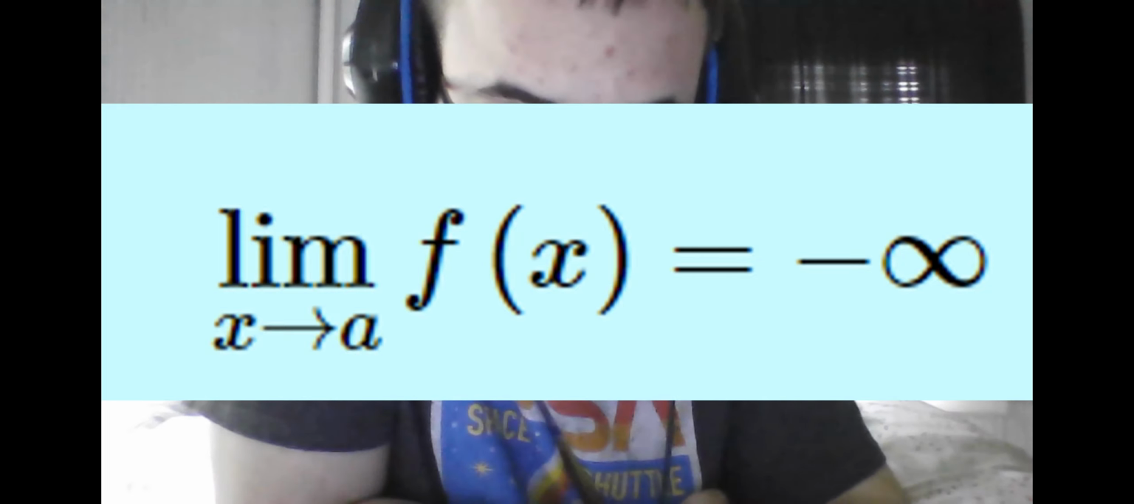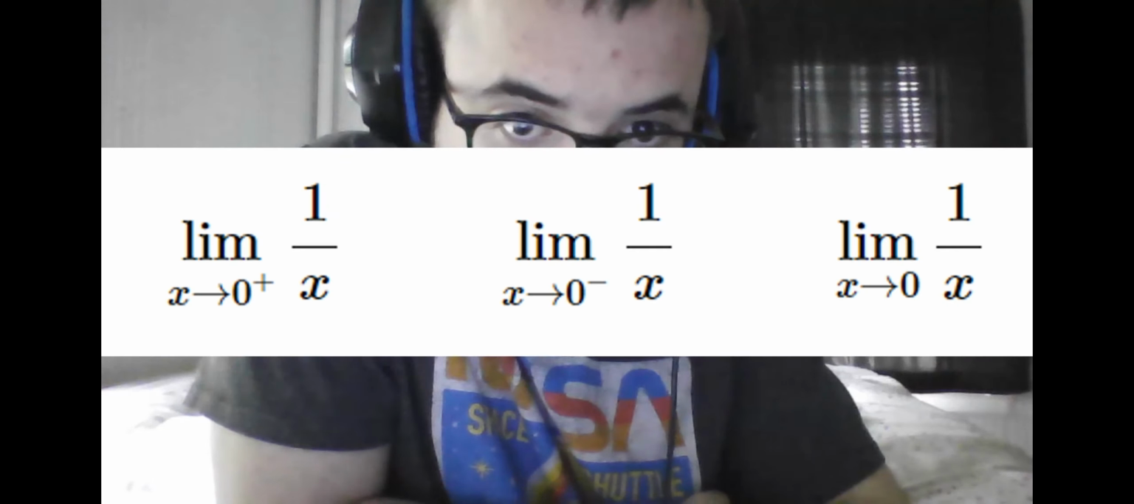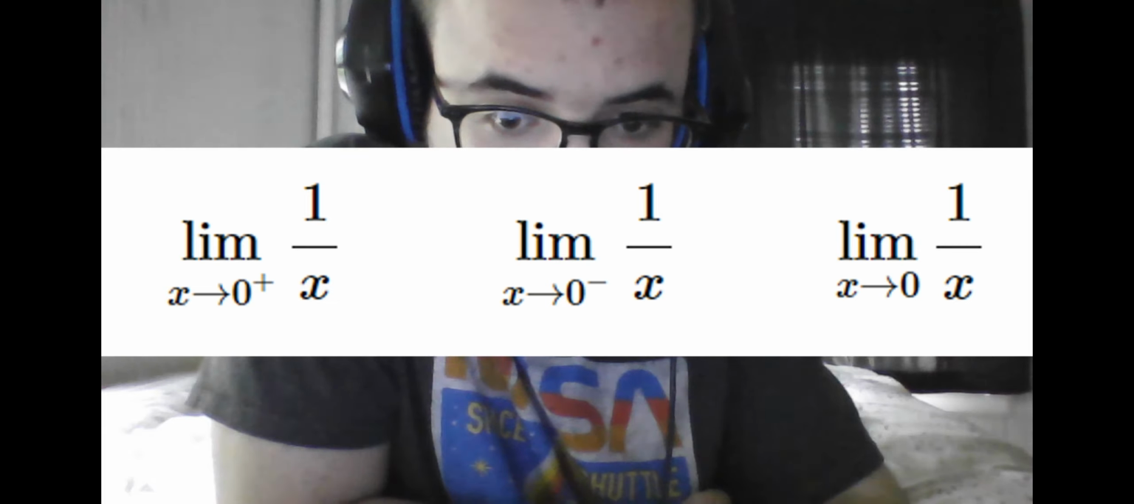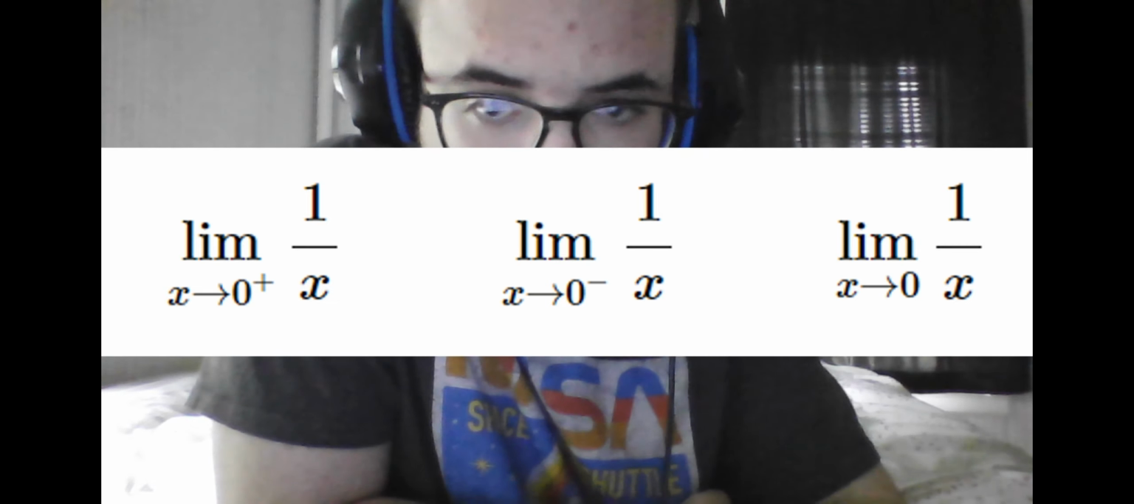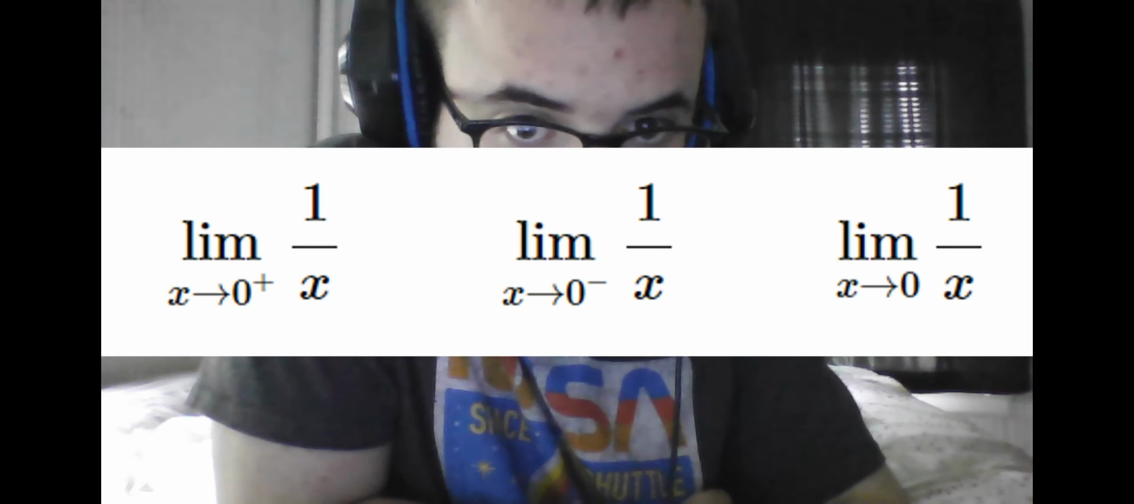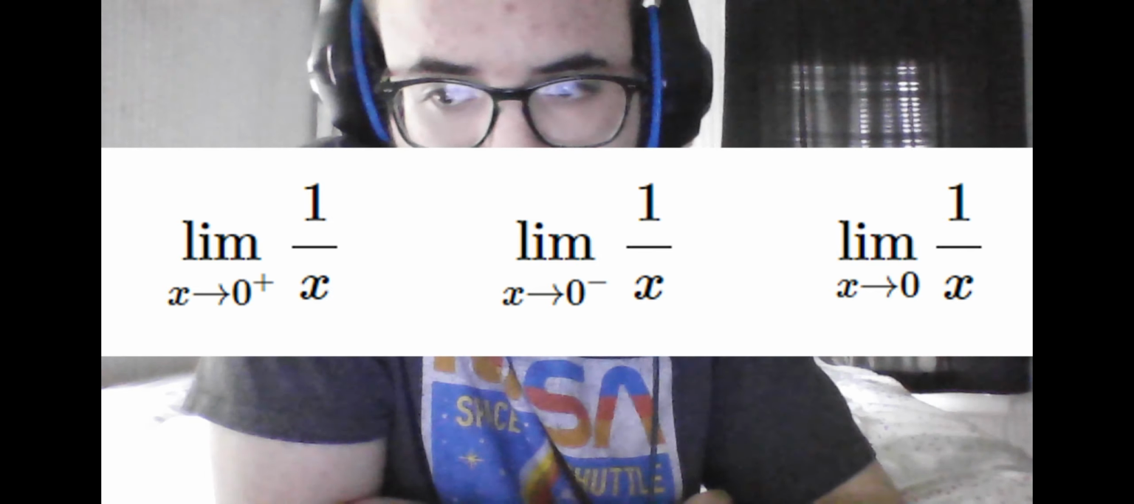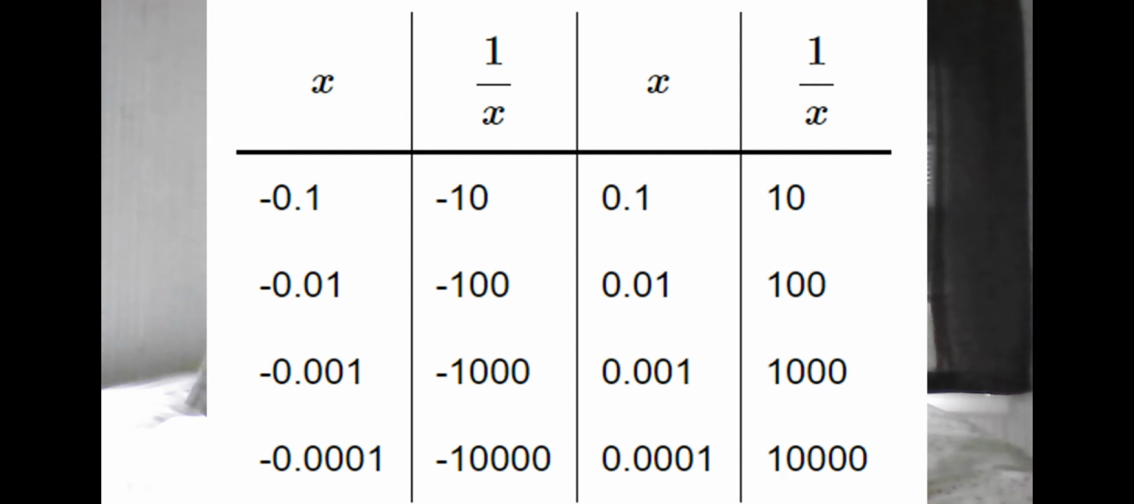With that out of the way, if we are asked to evaluate the limit as x approaches 0 of 1 over x, from the right side, the left side, and from both sides, we would see that from the left side we are approaching negative infinity, and from the right side we are approaching positive infinity. So the normal limit does not exist because the left and right limits do not agree.